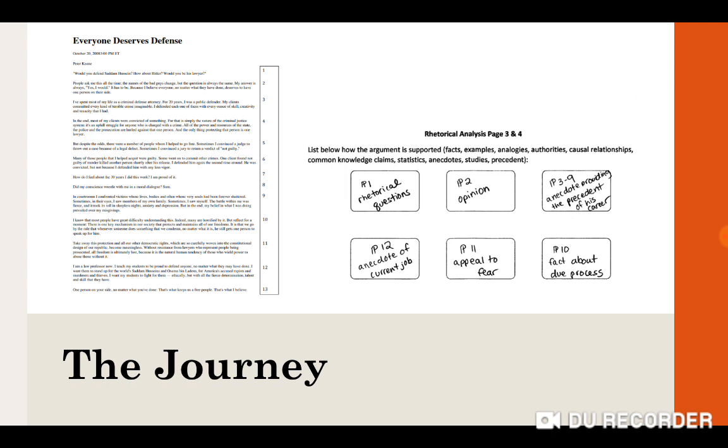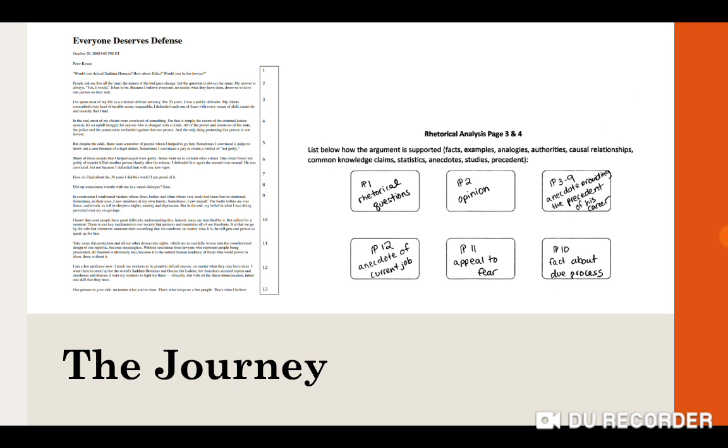There's some facts about the process, right? There's one key mechanism in our society that protects and maintains all of our freedoms. And so he's referencing the Constitution at that point. So it's facts about due process. And then there's that appeal to fear, paragraph 11. If you take away that protection, all of our other democratic rights, which are so carefully woven in the constitutional design of our republic, become meaningless. And so then it sounds like all freedom is ultimately lost. That's that appeal to fear.